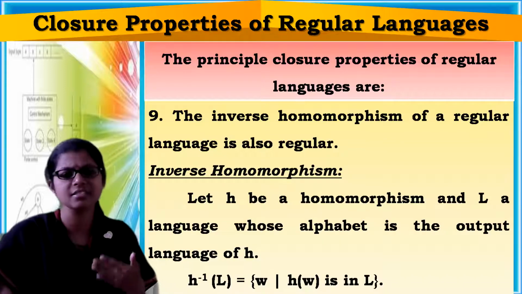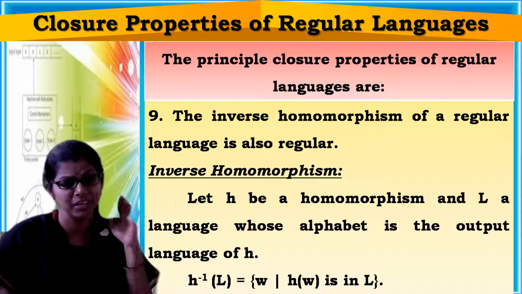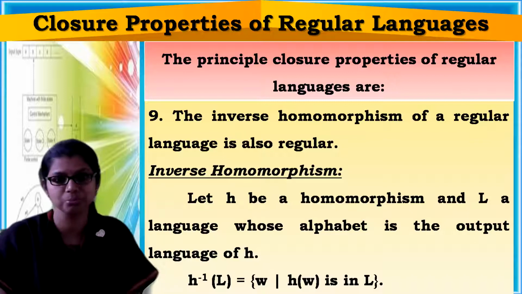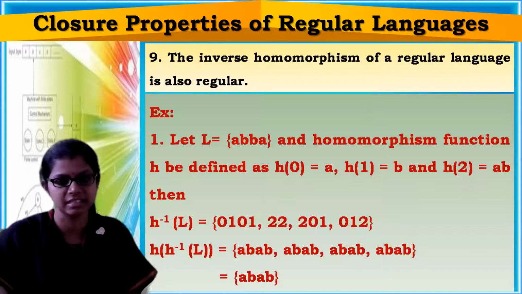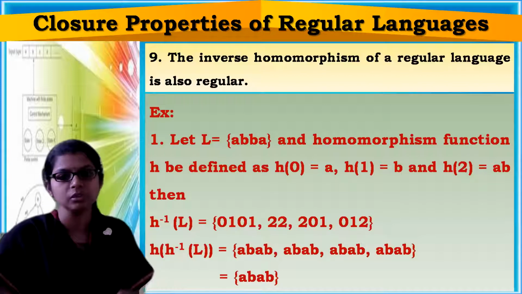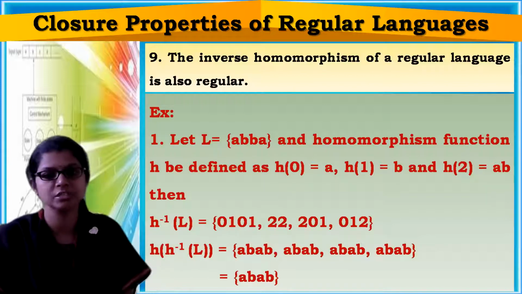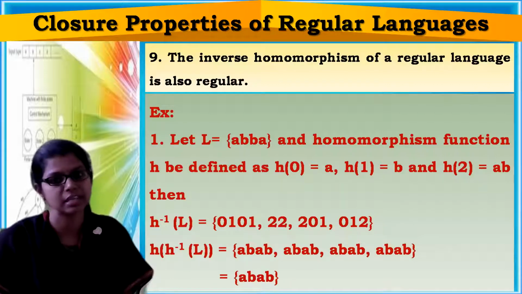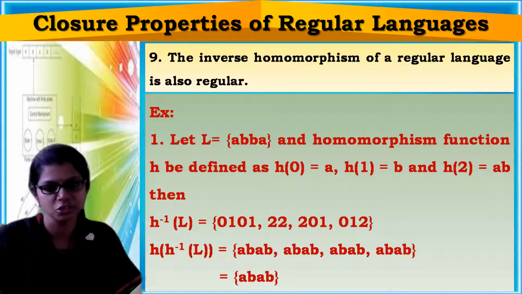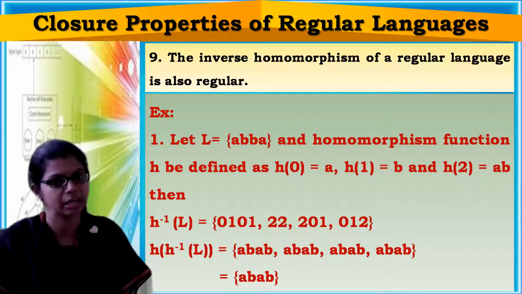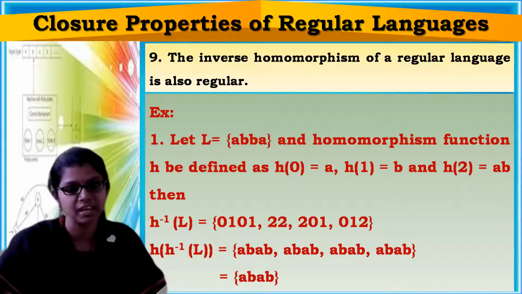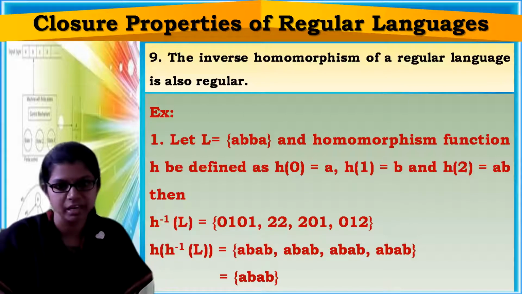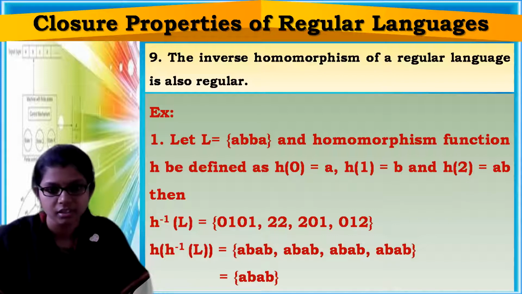Let us understand by a simple example, then only you can clearly understand this property. Okay, now let's see the example. Let the alphabet be A, B, and the homomorphism function is h of 0 is A, h of 1 is B, h of 2 is AB. I'm taking three functions. Then h inverse of L. In place of A I'm taking 0, in place of B 1.